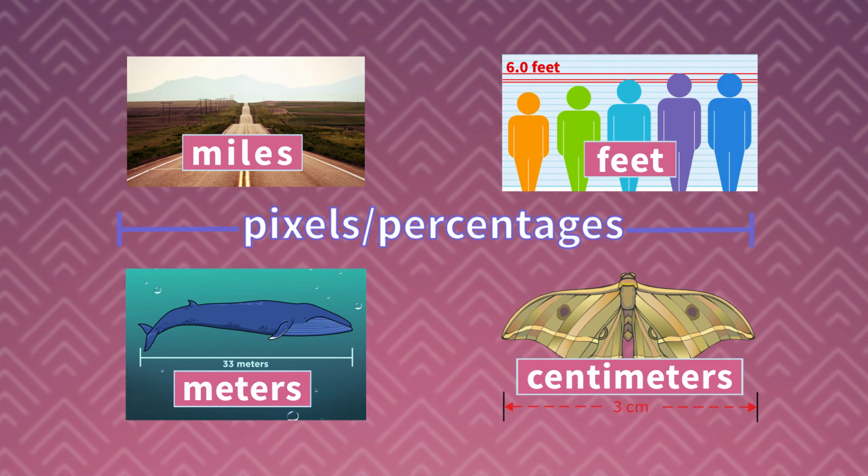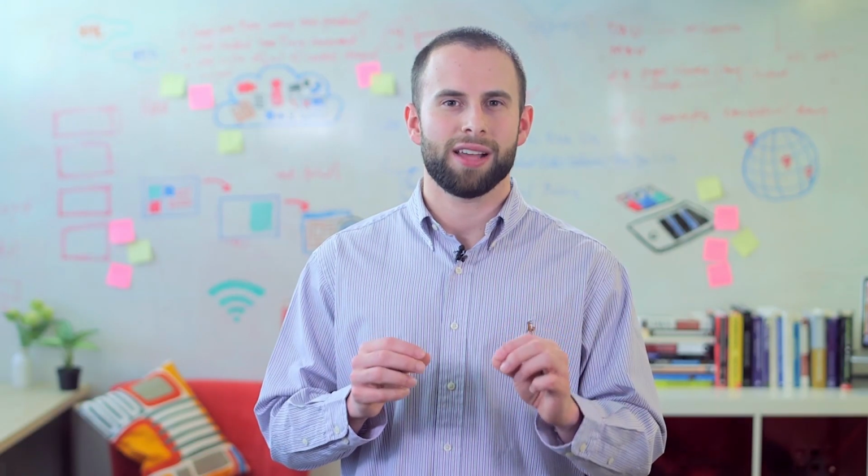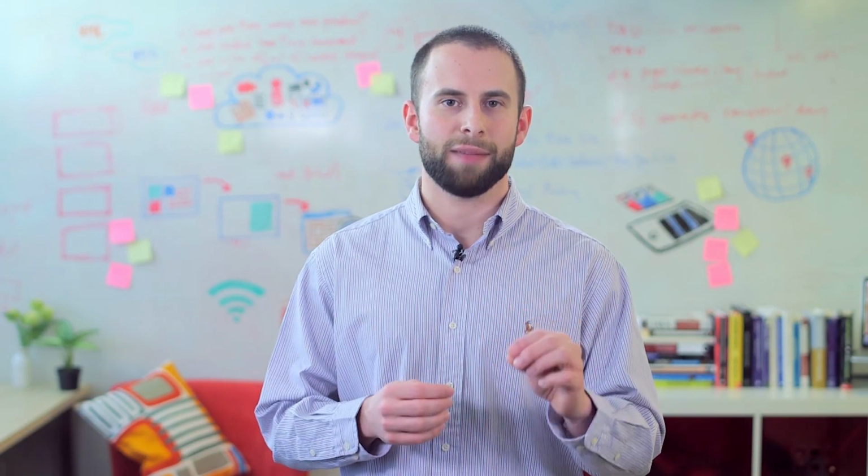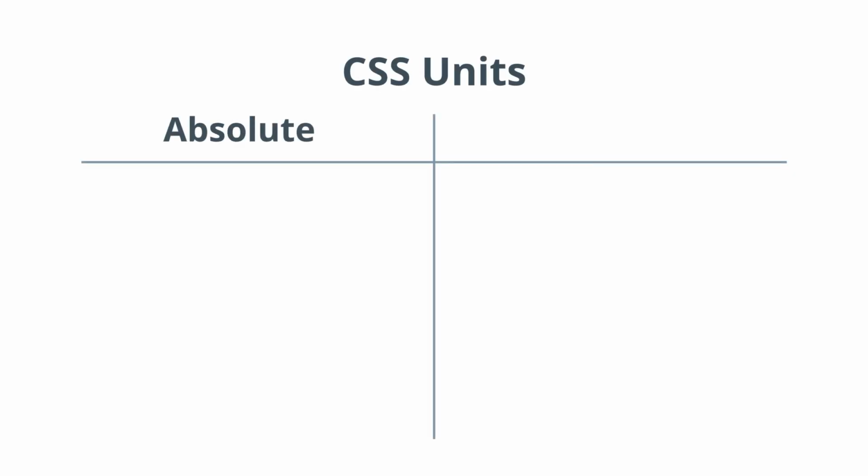CSS units, like pixels and percentages, can be categorized into two distinct groups: absolute and relative units. Absolute units refer to fixed units of measurement. Relative units refer to units that are a comparison to another length property.